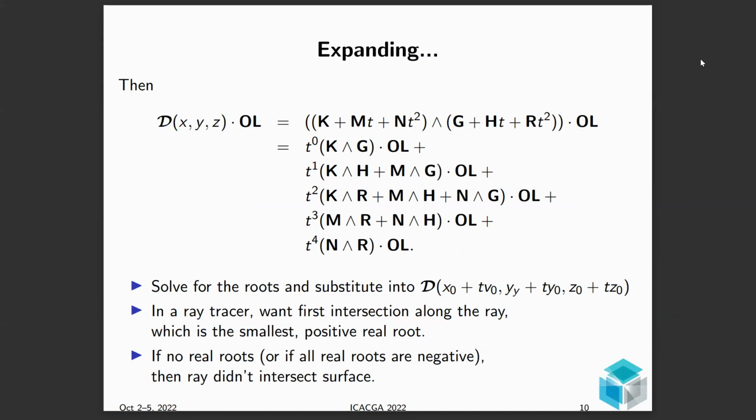In ray tracing, we're often interested in just the first point of intersection. So you can just choose the smallest positive T value, and only substitute that in here. Of course, there might not be any real roots because you might miss the torus and things like that. You can handle all those details. It's fairly standard.